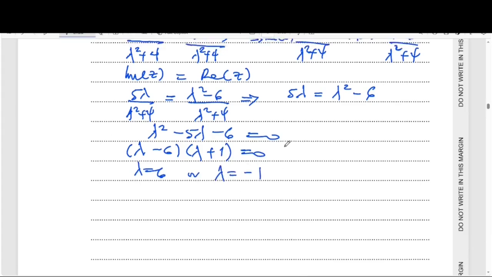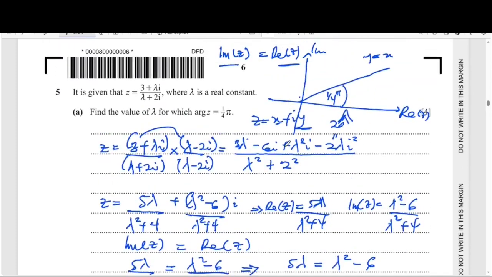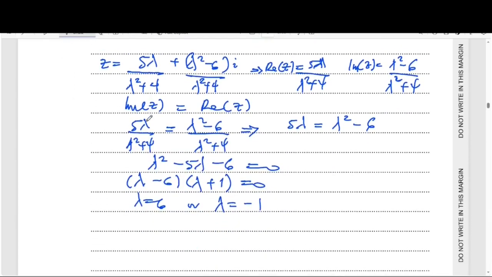But you go back to the question and check something. It says find the value of lambda. So it means that we just need one value for lambda, not values. But we found two values. Now what we do is substitute these values of lambda into the complex number. Remember, because the argument of z is 1/4 pi, 45 degrees, it means it is in the first quadrant. z must be in the first quadrant over here and not any other place.